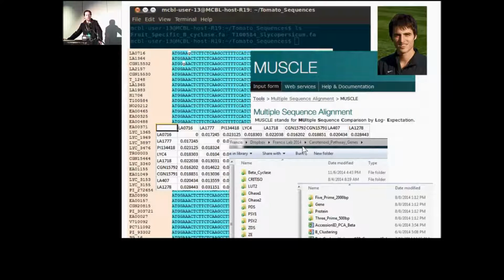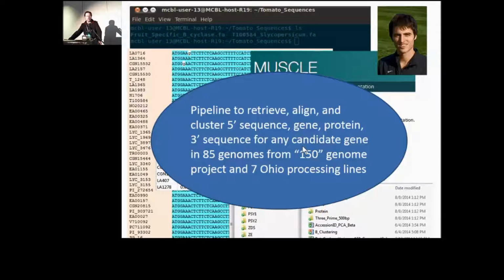So the pipeline was put together for us by an undergraduate student named Gabriel Aboud, and I've put his picture here so you can see him. And basically what we're doing is retrieving, aligning, and clustering 5' sequence, gene sequence. We're converting the genes to proteins, or 3' sequence for any candidate gene that we want to study.